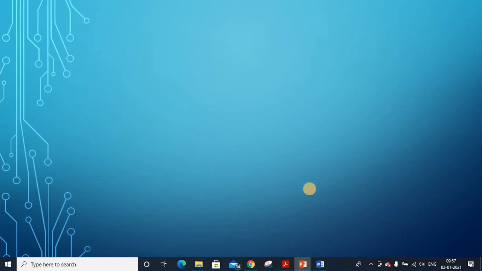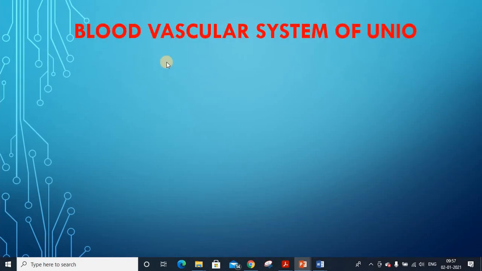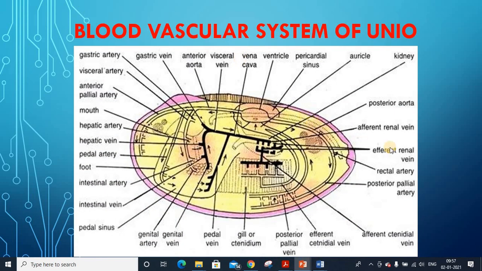Good morning, students. Today we will be discussing the blood vascular system of Unio. This is the diagrammatic representation showing the blood vascular system in Unio, which we will be discussing in detail in the upcoming slides.